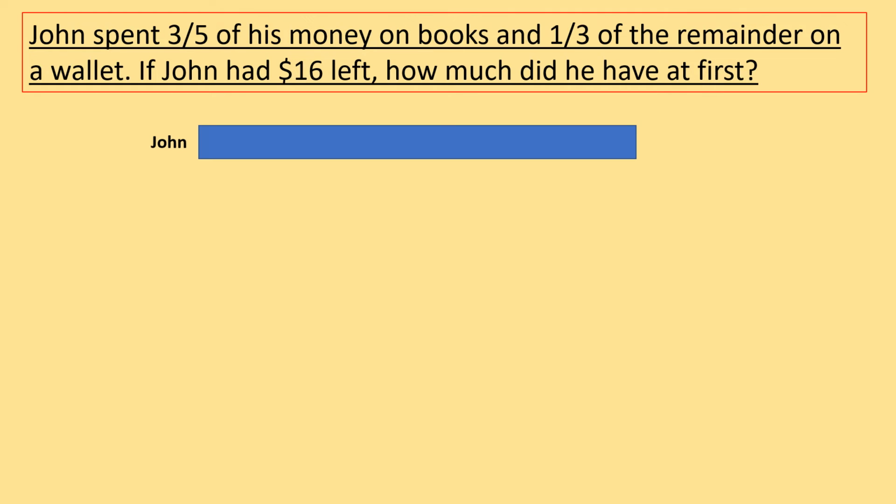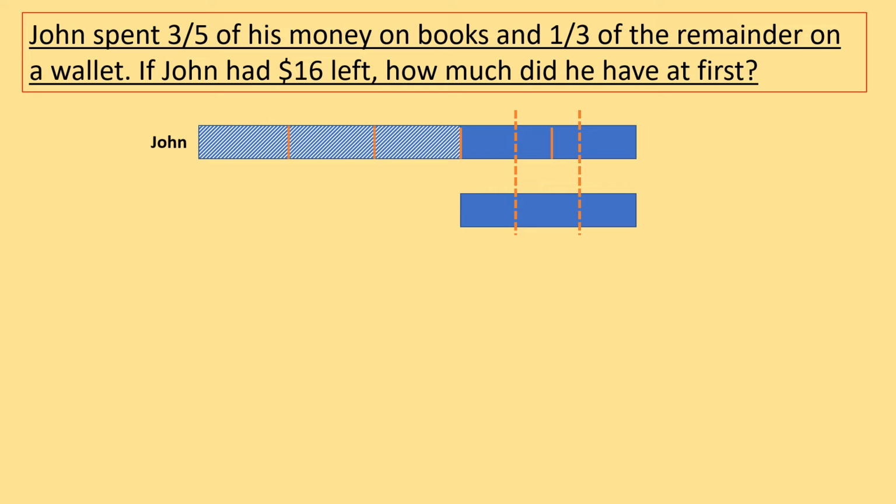So John has so much money. He spent 3/5. So I broke up this block into 5 pieces. 3/5 has been spent on books. 1/3 of the remainder. So the remainder is 2 units, but I have to now break it down to 3. Right? 1, 2, 3. And 1/3 of this remainder is spent on a wallet. So I'm just drawing an extra one over here, extrapolating it so that it's clearer to see. So 1/3 of this has been spent on a wallet.